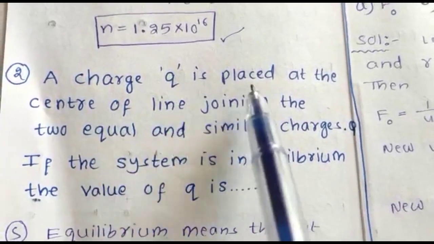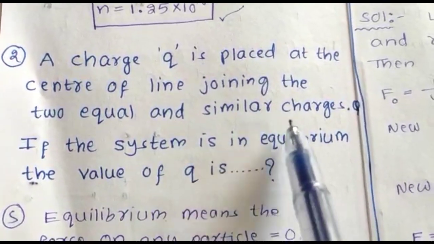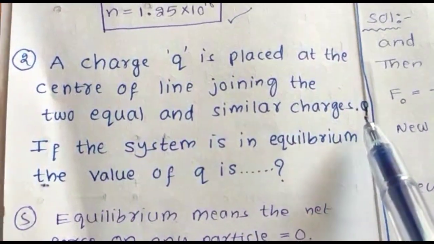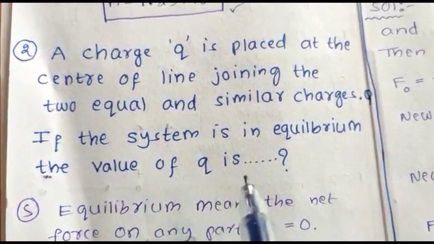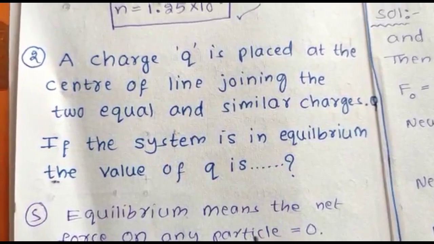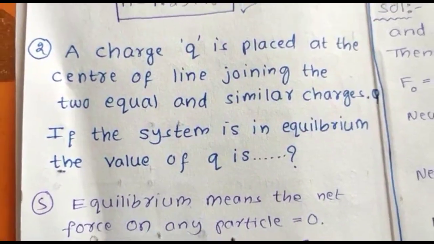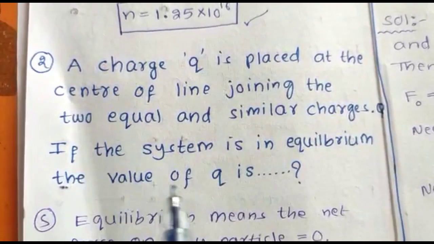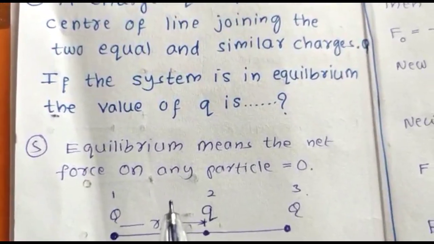A charge q is placed at the center of the line joining two equal and similar charges, that is capital Q. If the system is in equilibrium, the value of small q is. This is a very important model and it is asked many times in the examination. Once again, just observe what they are asking. First of all, you have to understand the meaning of equilibrium.